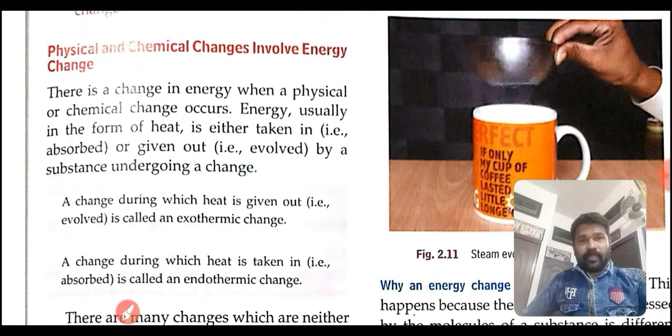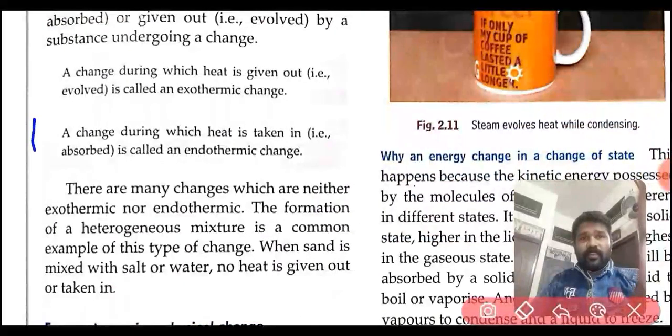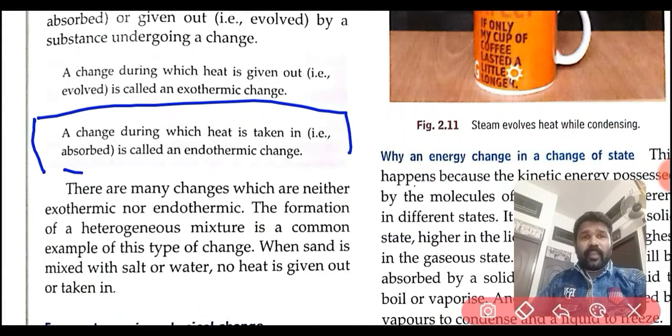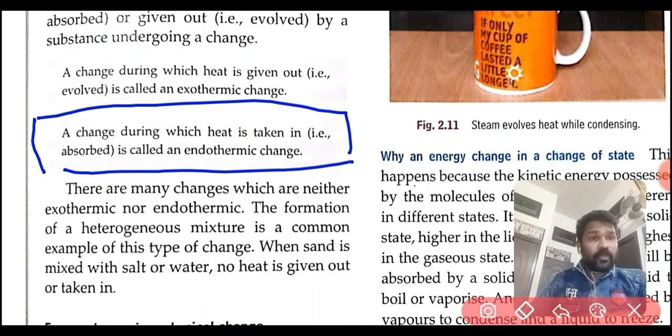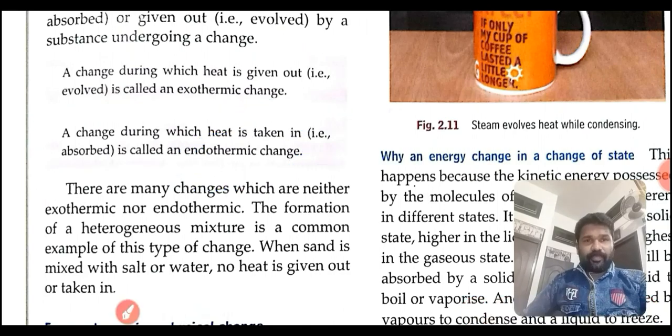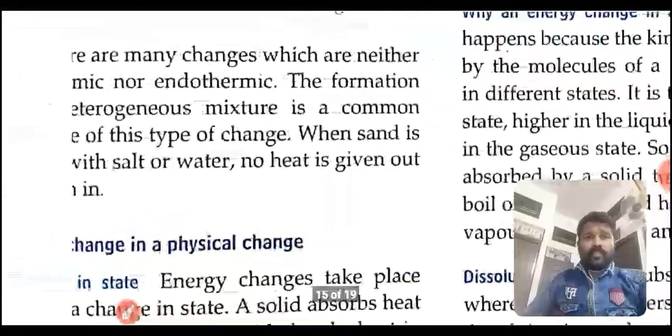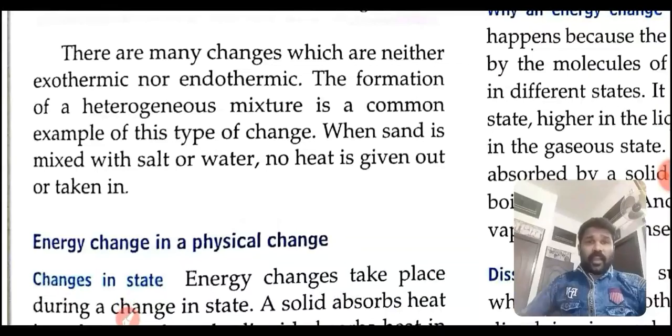Another one: a change during which heat is taken in or absorbed is called an endothermic change. Okay, students, when heat is absorbed, that is called an endothermic change. When heat is evolved, that is called an exothermic change. There are many changes which are neither exothermic nor endothermic.